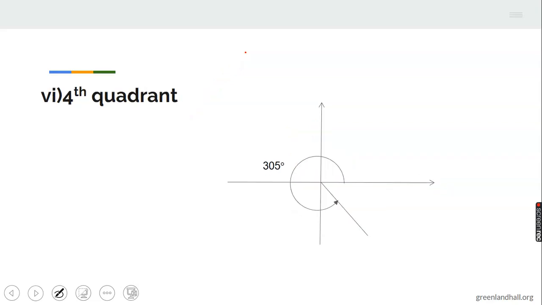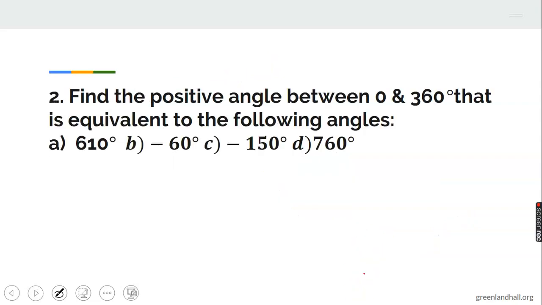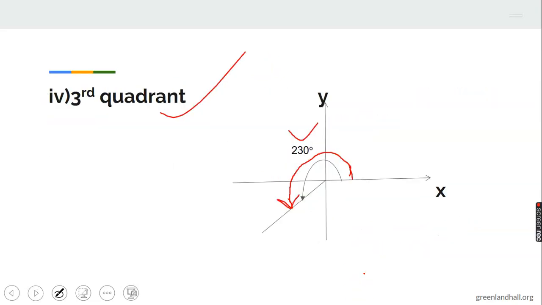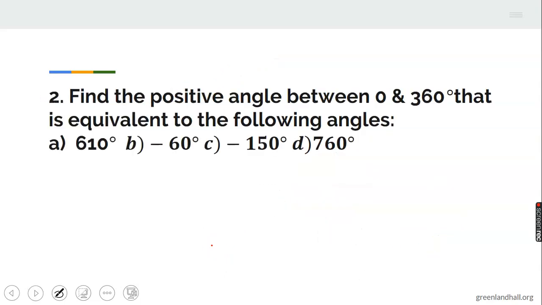This is another one. 305. 305 is less than 360, so it is more than 270. It's in the fourth quadrant. This fourth quadrant. This is P. P is here. It's in the fourth quadrant.